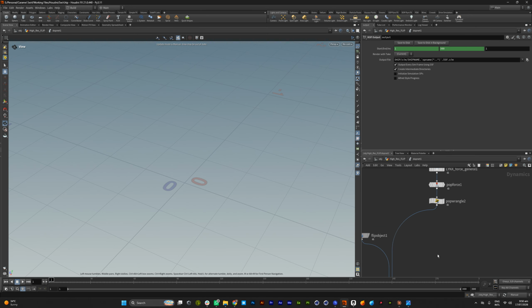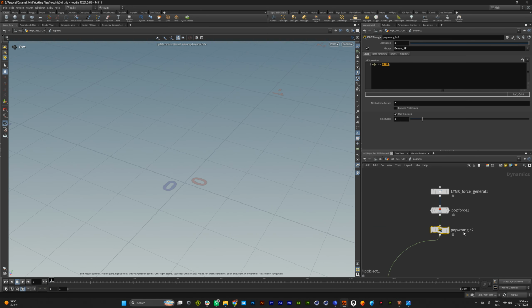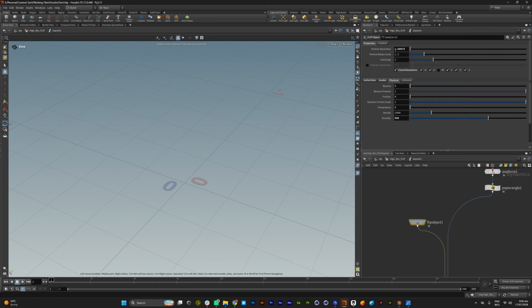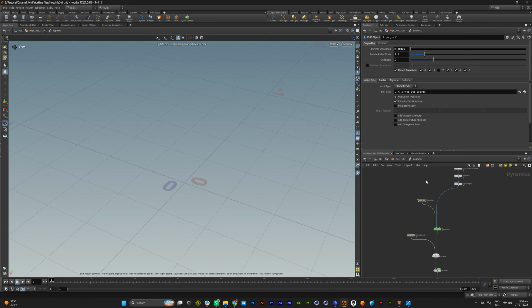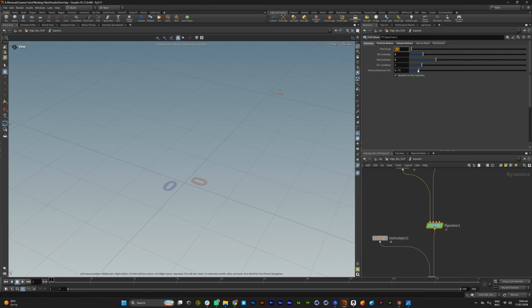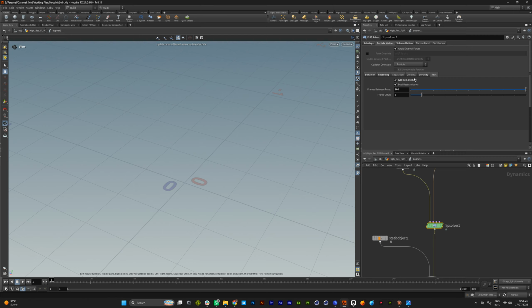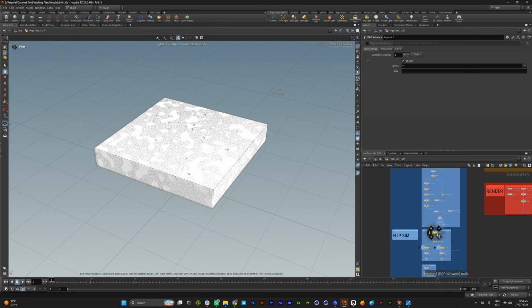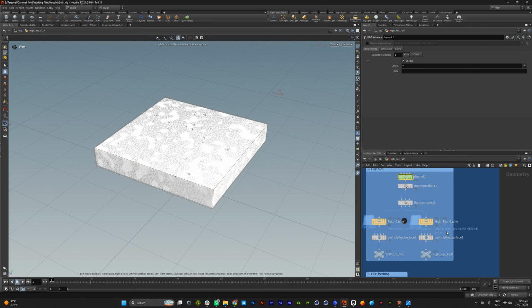Now, what I ended up doing was I used the exact same forces that I used for my low res flip sim over here. My viscosity was the same, my time scale was the same, and my substeps were the same. The only thing that I changed over here is that I added a rest attribute, and everything else is exactly the same.